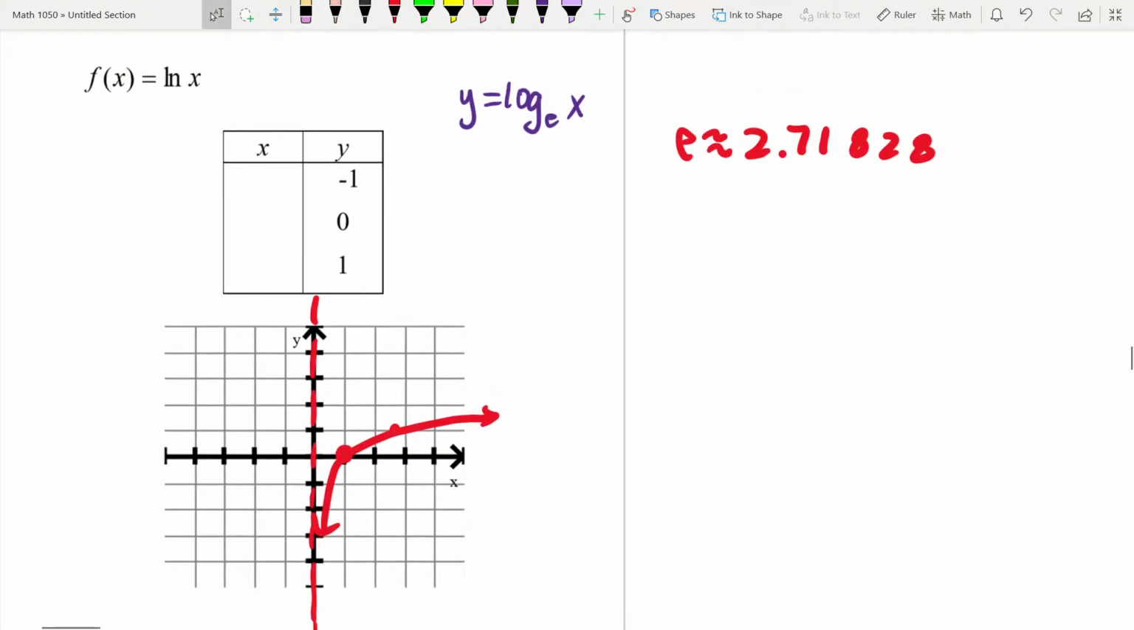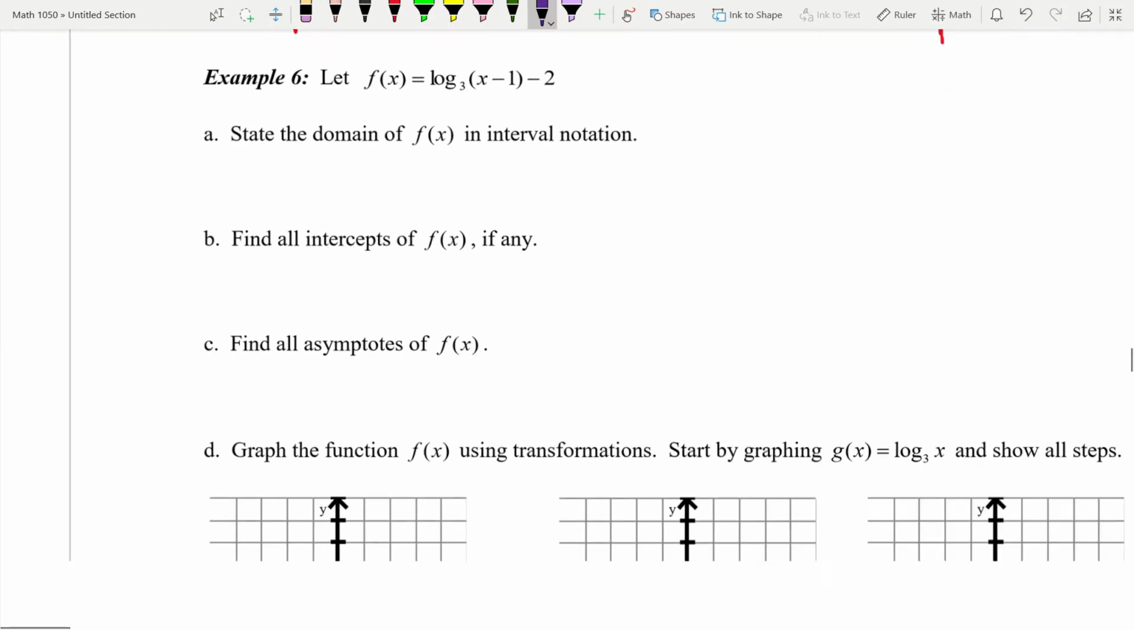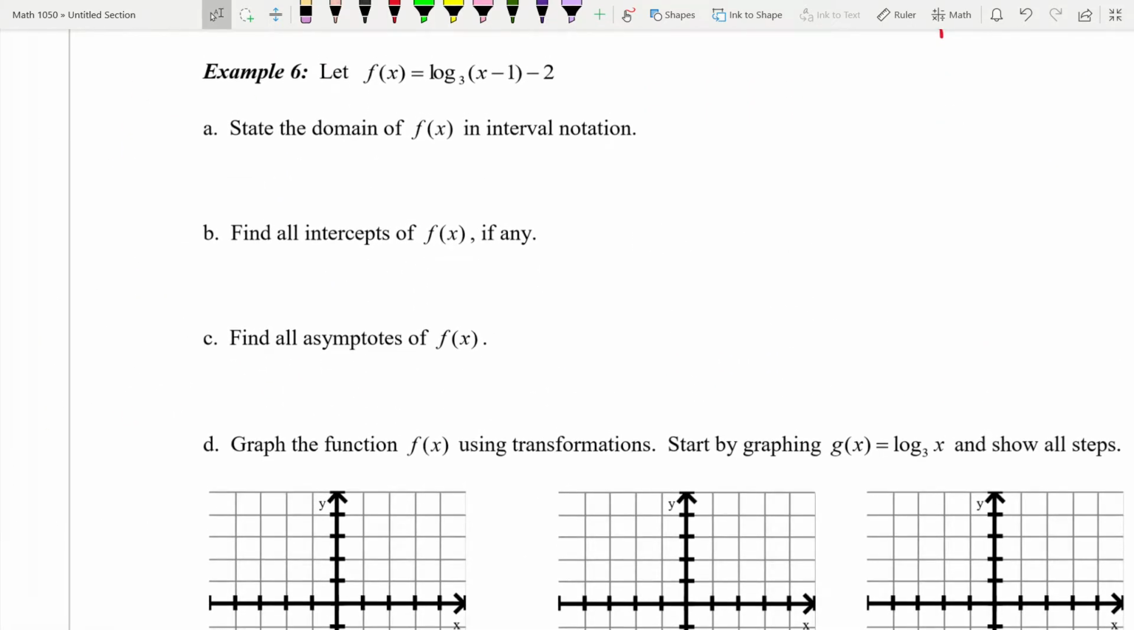Okay, let's fill in this table. Convert this: e to the y is equal to x. What if y is 0? e to the 0 is 1. What if y is 1? e to the first is e. What if y is negative 1? What is e to the negative first? How could we say that? 1 over e. And that's good enough for me, because I'm not even going to use the table to graph it anyway. I did the table after the graph. Okay? All right. Here's what it's going to look like.